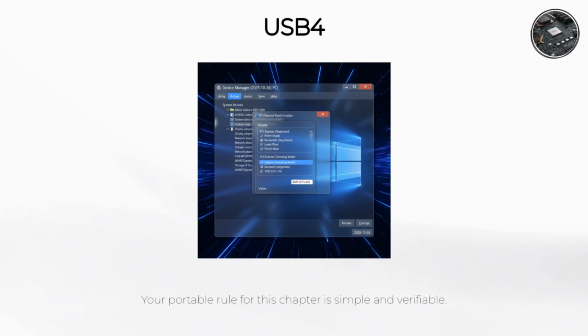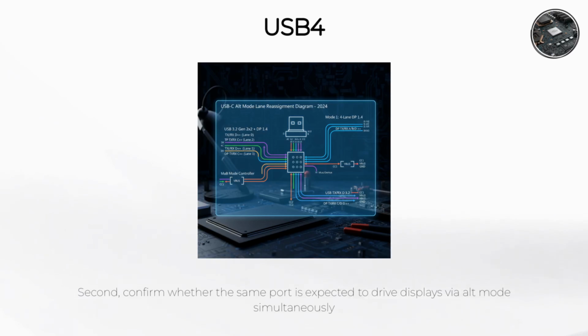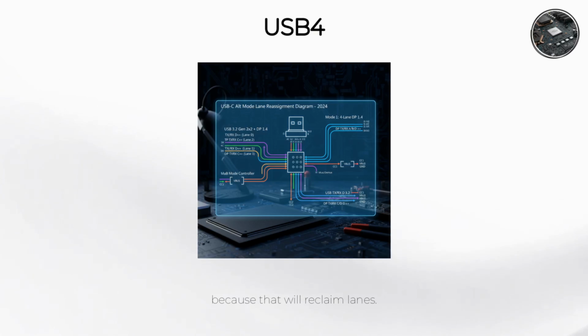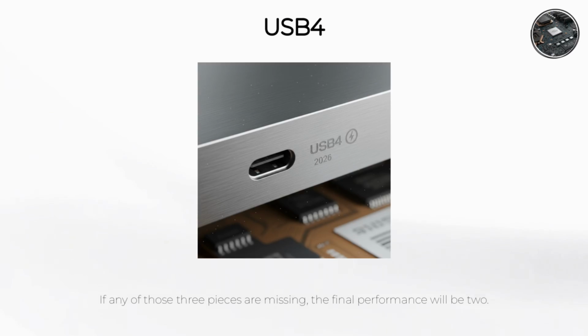Your portable rule for this chapter is simple and verifiable. First, check whether the port exposes PCIe tunneling at all and at what width. Some operating systems can show this in device information panes. Second, confirm whether the same port is expected to drive displays via alt mode simultaneously, because that will reclaim lanes. Third, make sure the cable's E-marker reports the capabilities you expect. If any of those 3 pieces are missing, the final performance will be too.